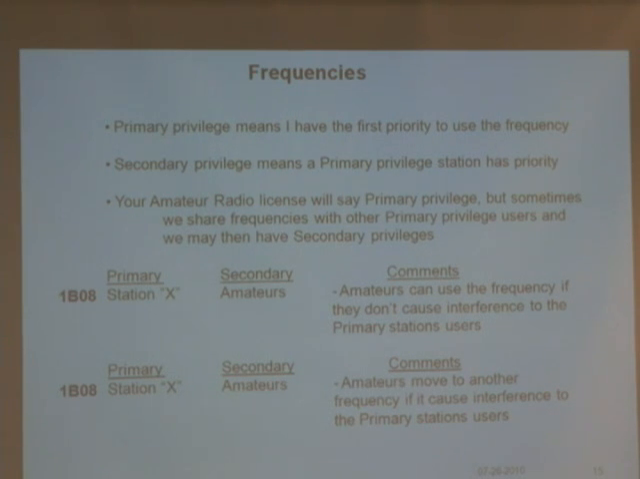Now, if you and I were talking here locally, we hear each other. So, amateurs can use the frequency if they don't cause interference to the primary stations. It says users, but they mean listeners. Okay? So just accept that as a rule.